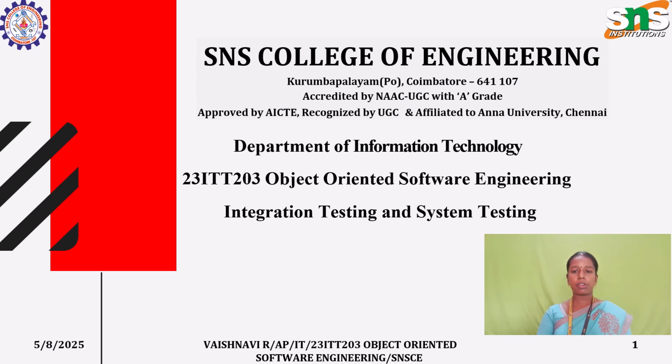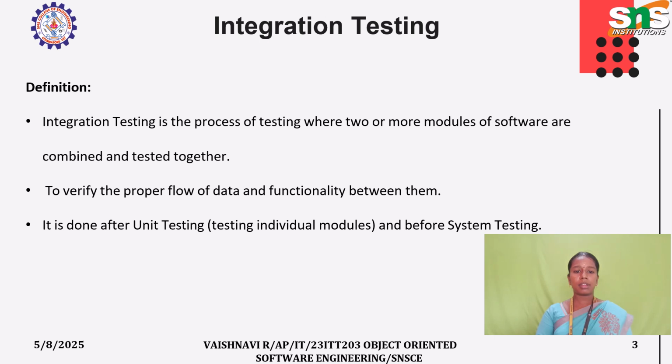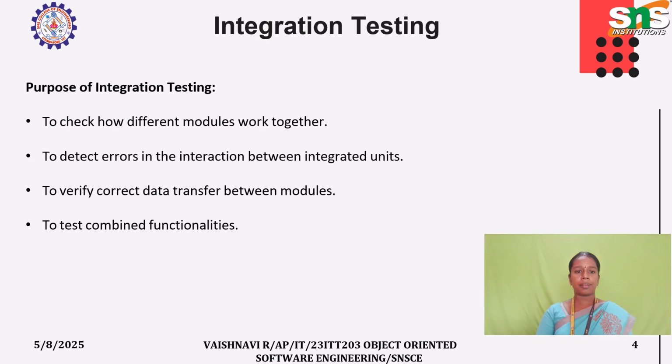Now we are going to see about the integration testing and system testing in object-oriented software engineering. First one, integration testing. Integration testing is the process of testing where two or more modules of the software are combined and tested together to verify the proper flow of the data and functionality between them. It is done after the unit testing and before the system testing.